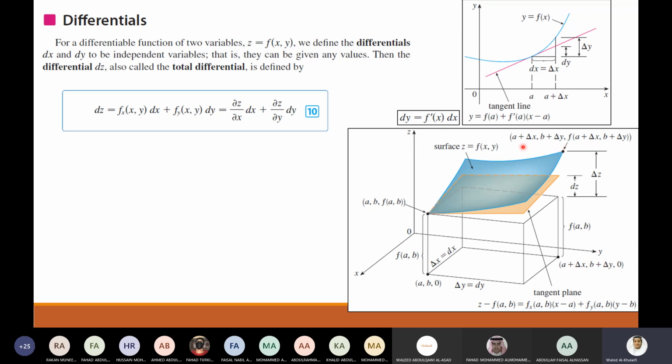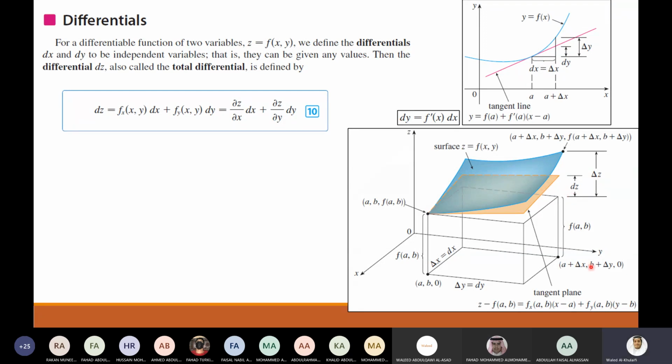You substitute in the function and the surface, you get this point, which is exactly this point here. Now you want to measure the difference in z, so you go to the z axis here. You measure the difference. This is the delta z, the change in z.